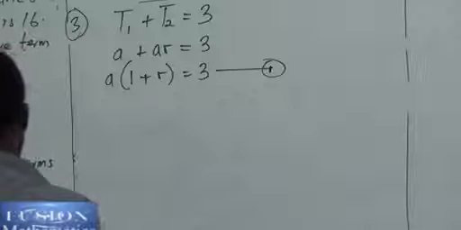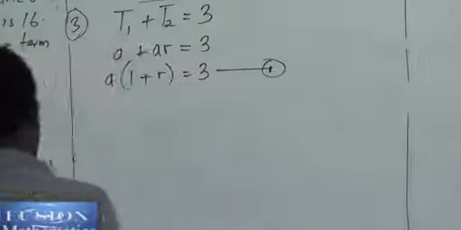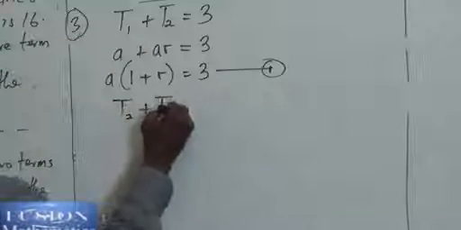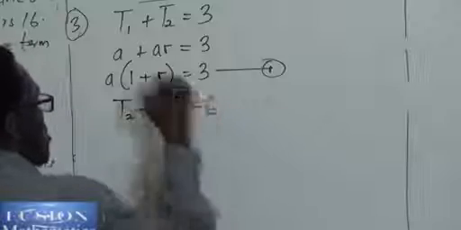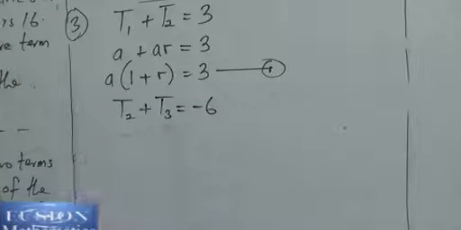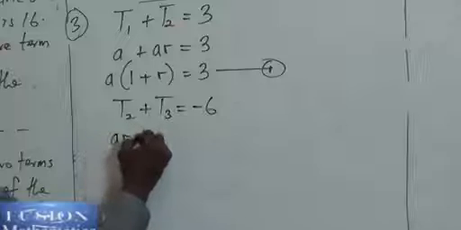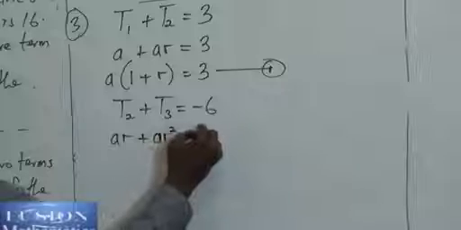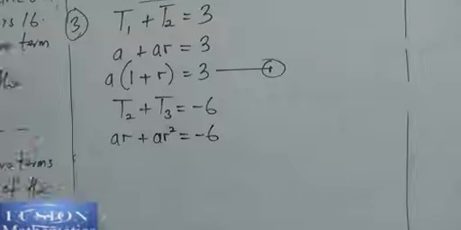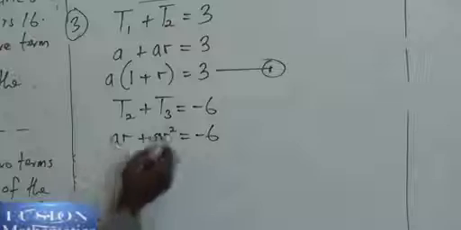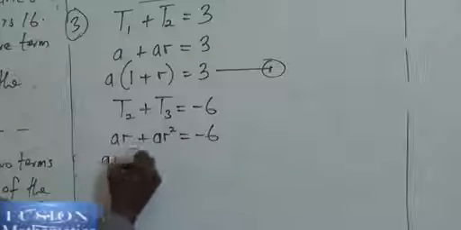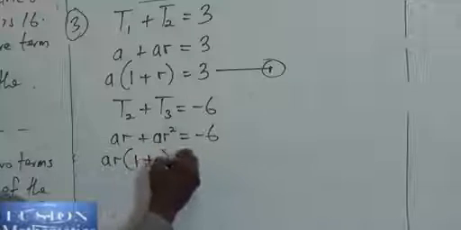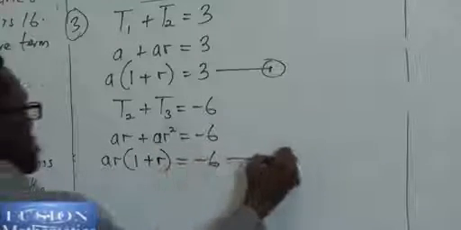Now the second statement says the sum of the second and the third term is minus 6. So second term T2, third term T3, equals minus 6. So T2 is represented as AR, and the third term is represented as AR squared, equals minus 6. Factorizing, what is common? A is common, R is common. So we bring out AR. We now have 1 plus R left in there, also equals minus 6. Equation 2.